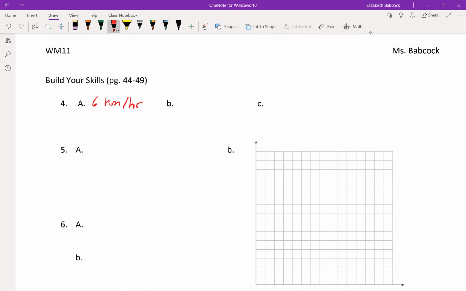What is the independent variable? Remember, time is independent. It keeps going regardless of what you are doing. If he does not change his pace, how long will it take him to walk 36 kilometers? If he's going 6 kilometers an hour and he wants to go 36 kilometers, it's going to take him 6 hours because 36 divided by 6 is 6.